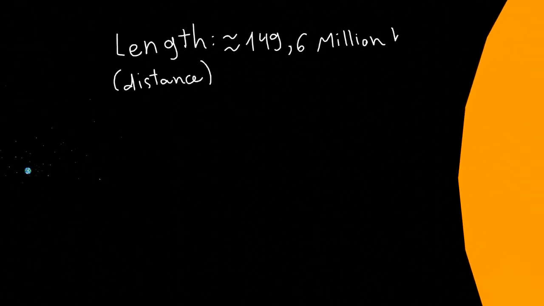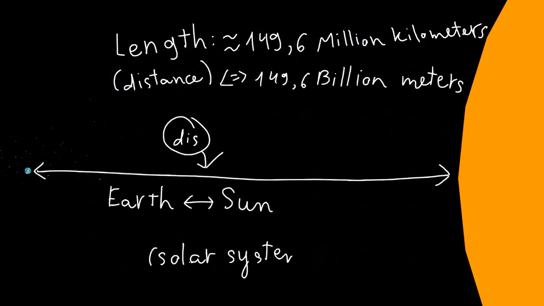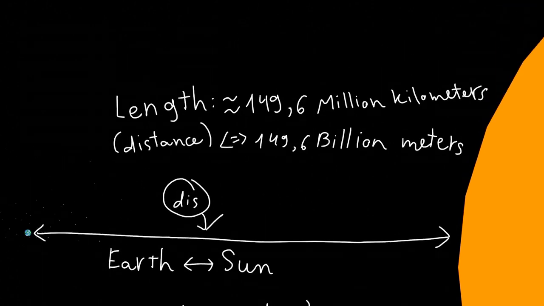Another huge example is the distance between the Earth and the Sun, with the length of about 149.6 million kilometers, or we can convert this to 149.6 billion meters.